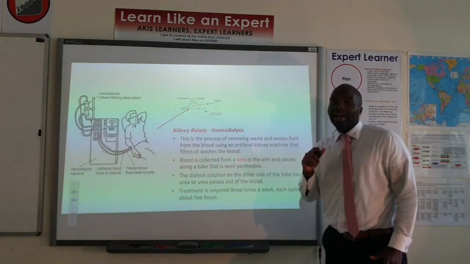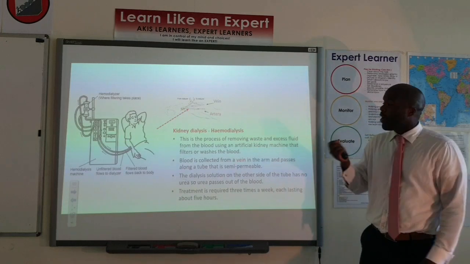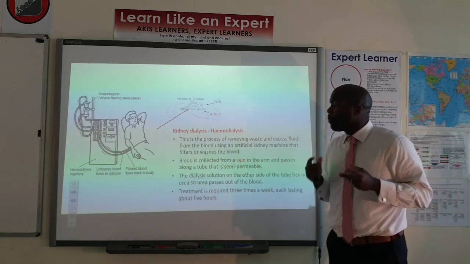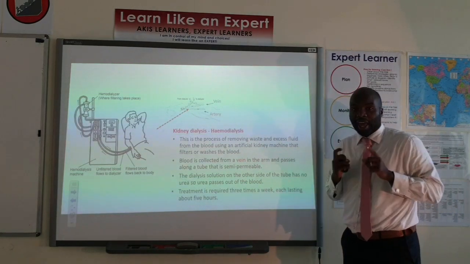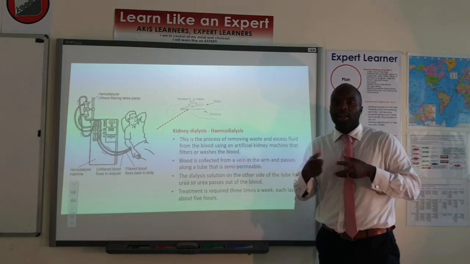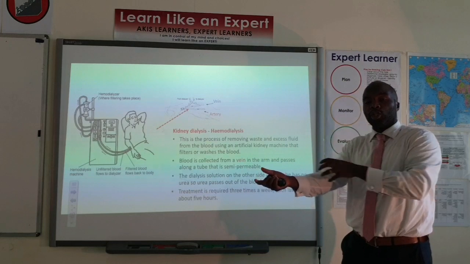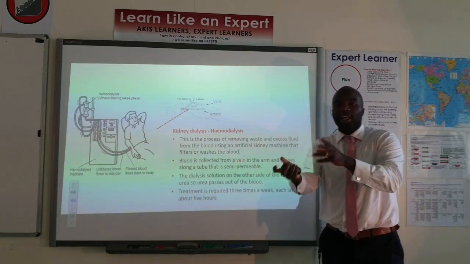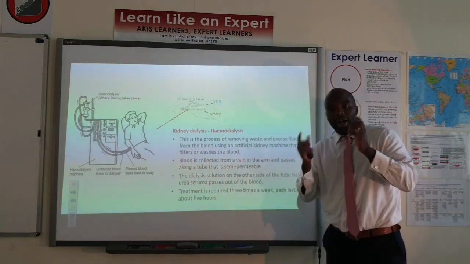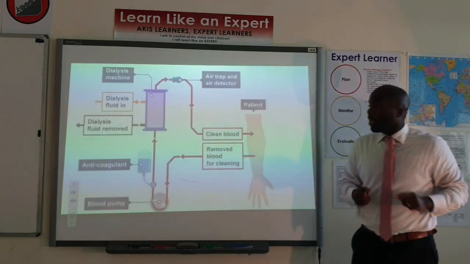Now, when we look at dialysis, we're predominantly going to be looking at, and in your assessments, haemodialysis. Haemodialysis is the process of removing waste and excess fluid from the blood using an artificial machine, and it essentially filters the blood. So instead of the blood going via the kidneys to be filtered or cleaned, the blood is taken via a vein to this machine, which uses a semi-permeable membrane to filter the blood and allow the urea to pass through to get out, but it doesn't allow the glucose to go through. And we're going to look at how this actually works in particular.